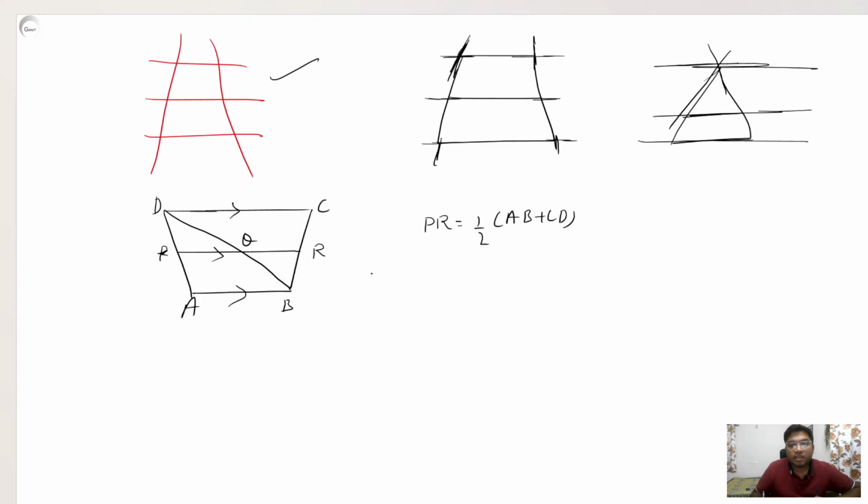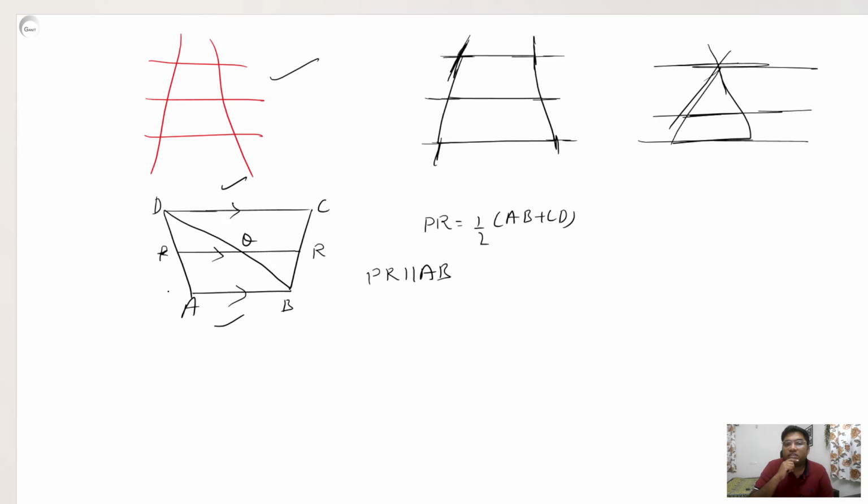Now please understand, they have given that PR is parallel to AB. You know what that means? AB was parallel to CD as per the question, and they have told that PR is parallel to AB. That means that PR, AB and CD, all three lines are parallel, and we are seeing multiple transversals also. So very easily we can think of this as an intercept theorem question. But is it an intercept question?